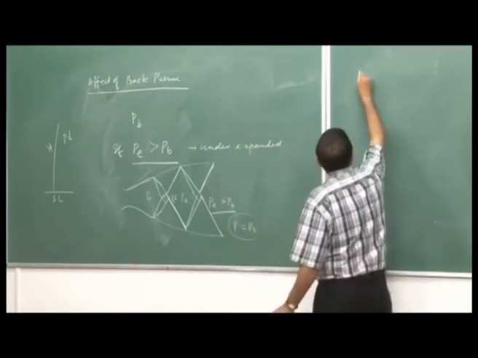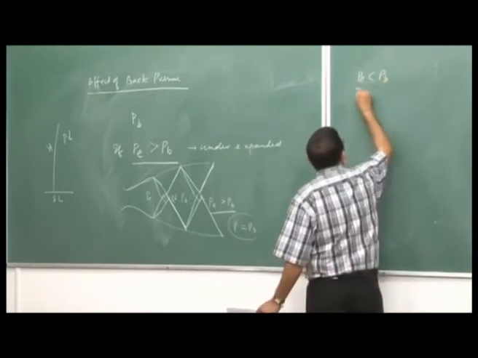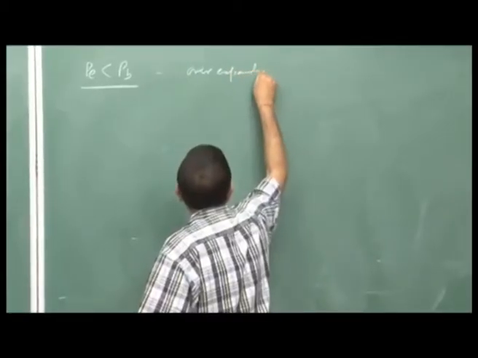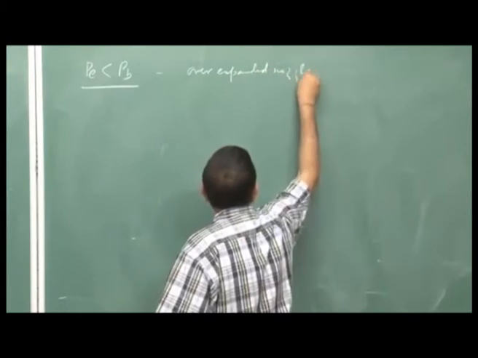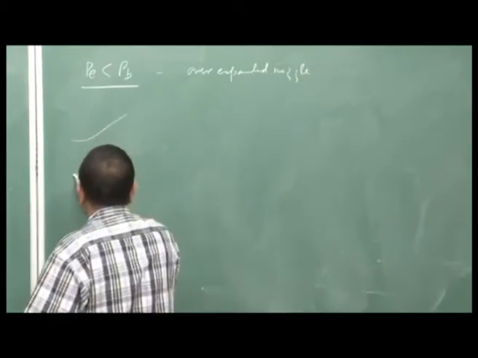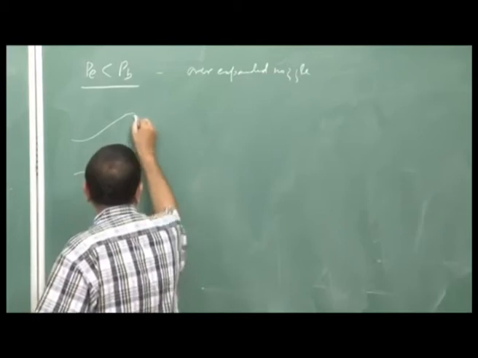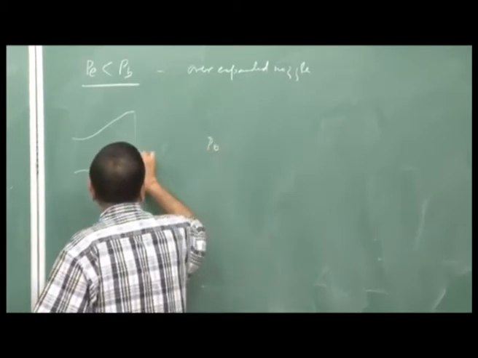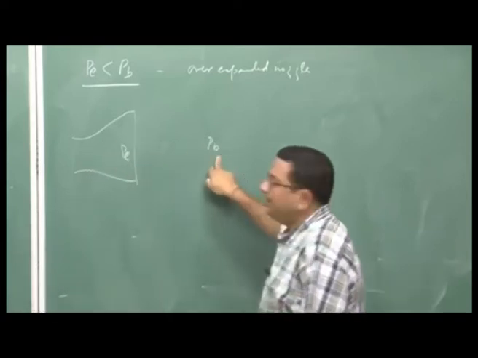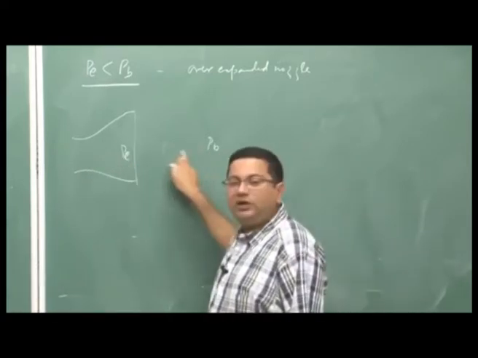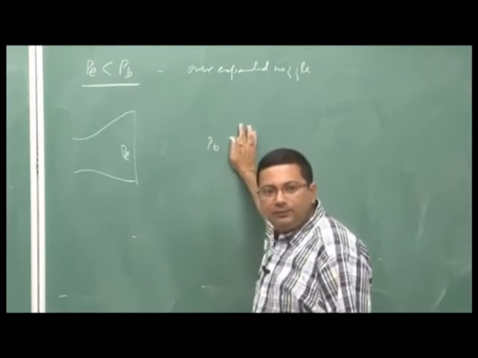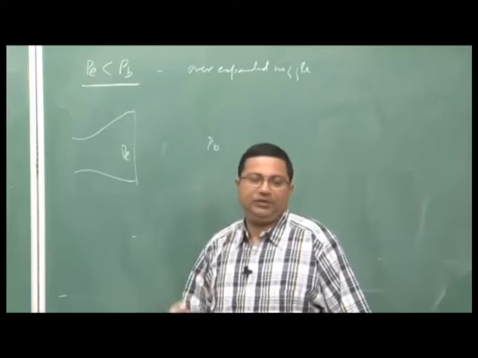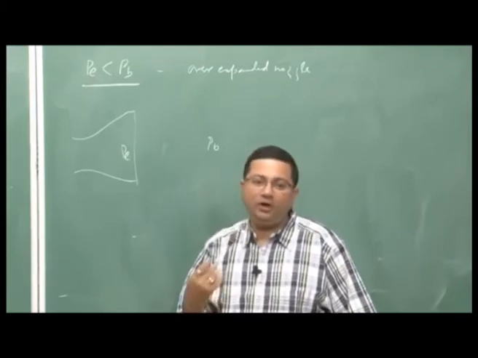On the other hand, if Pe is less than Pb, this is called an over expanded nozzle. So, once again this is my nozzle exit, this is Pb, this is Pe, and Pe is less than Pb. So, it has expanded more than is required, but finally it has to match this pressure. So, what will happen now? The pressure has to increase. Pressure will increase first through a shock wave.